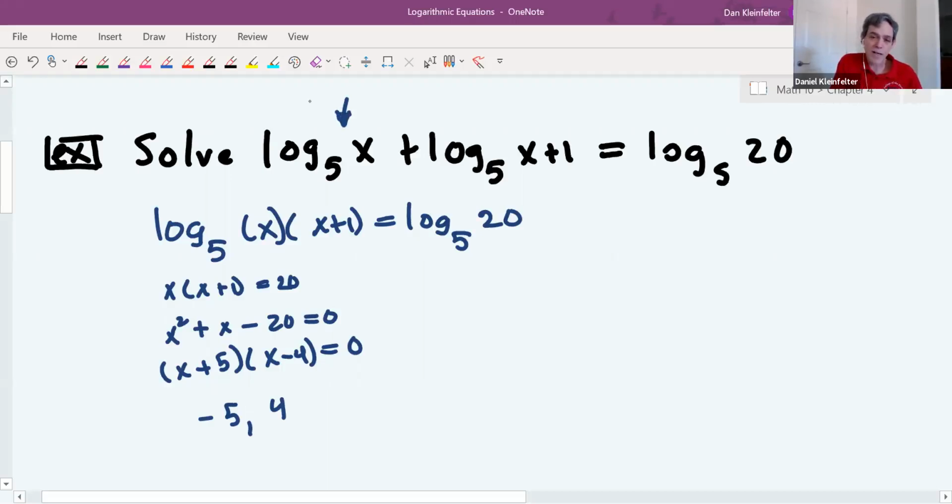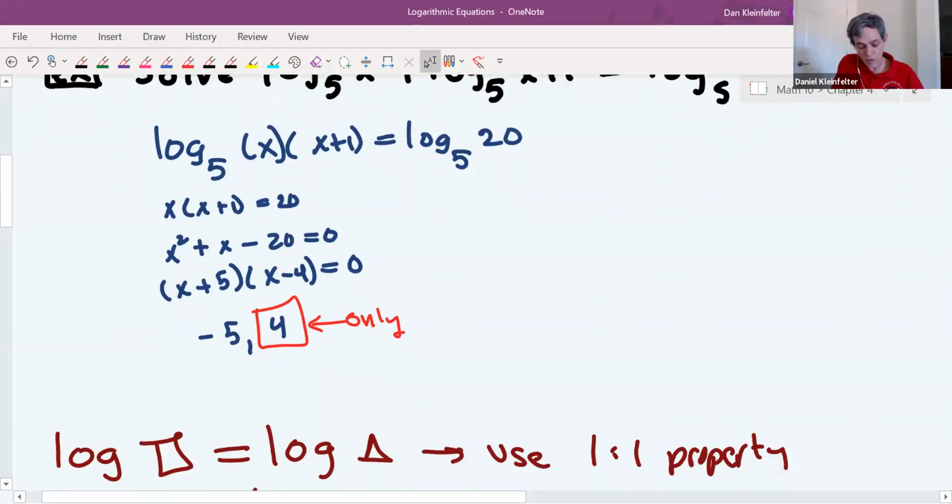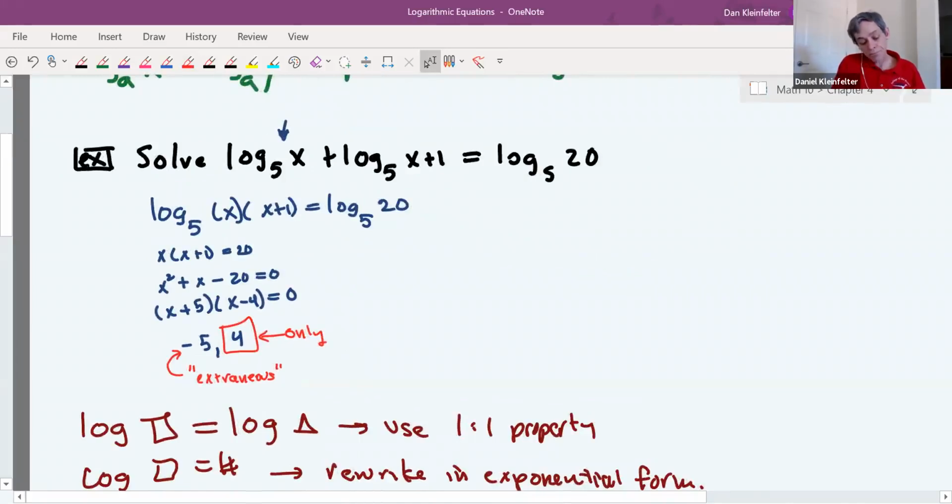Because the logarithm has domain 0 to infinity. So the -5 doesn't work. We will only have this one, only the 4. The -5 is what's called extraneous, or extra, some people say. And that means that it is kind of a solution to the quadratic equation, but it wasn't a solution to the original equation.